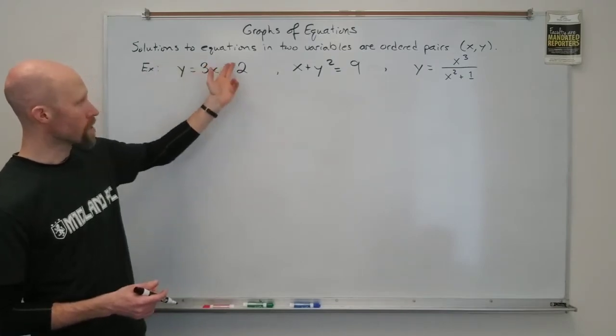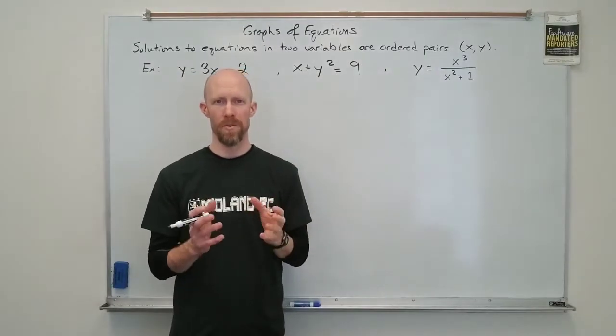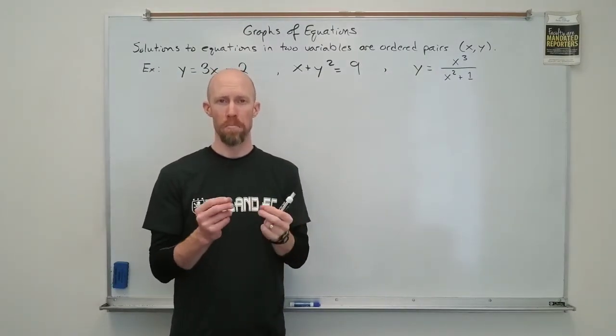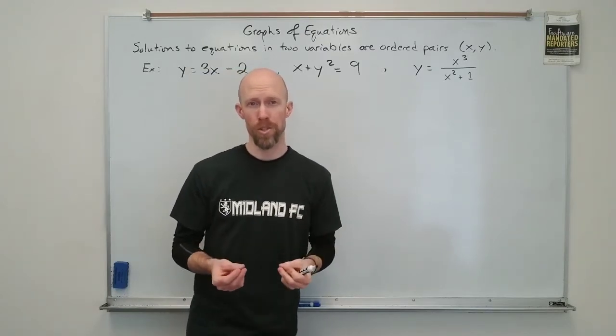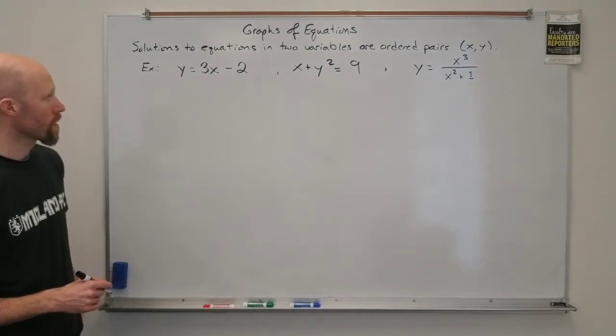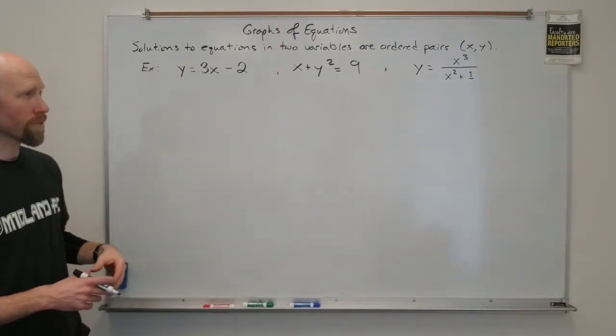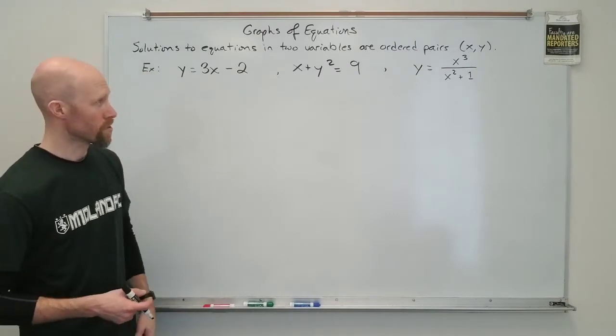The solutions to these equations are ordered pairs. They're combinations of X and Y. They're any pair of numbers that you would put in, one in for X, one in for Y, that makes the equation true or solves the equation. And so you can have large lists of solutions, these ordered pairs.